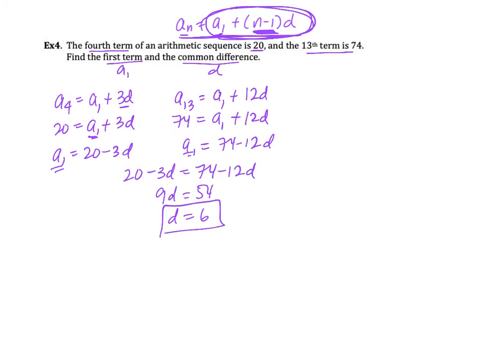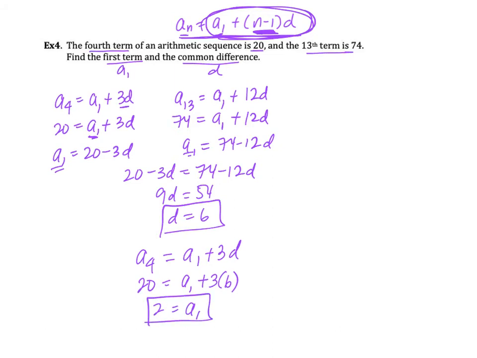Now I'm going to use this number, and I'm just going to plug it in. If a sub 4 equals a sub 1 plus 3d, well, 20 equals a sub 1 plus 3 times the common difference, which is 6. So a sub 1 must equal 2. So there is example 4.